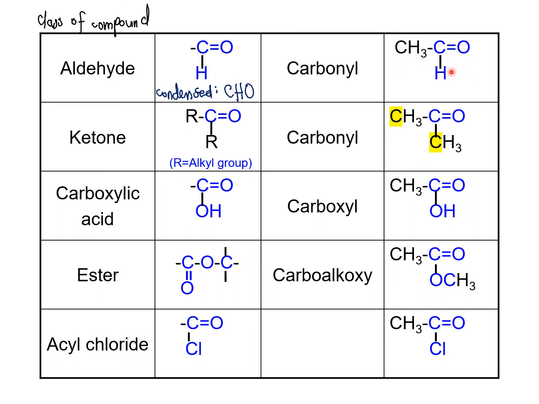Okay, and then bila you nampak condensed structure yang tulis CHO, maksudnya dia tengah memasukkan aldehyde. Therefore, you have to imagine it is actually C double bond OH, bukan semuanya single bond. Okay, it is C double bond OH. Alright. Okay, so how about the name of the functional group? The name of the functional group adalah carbonyl.